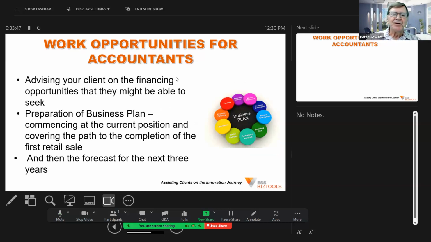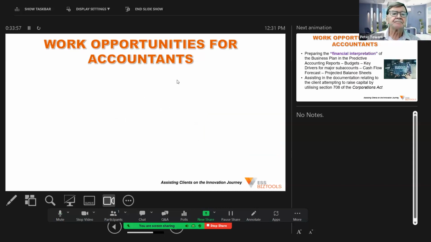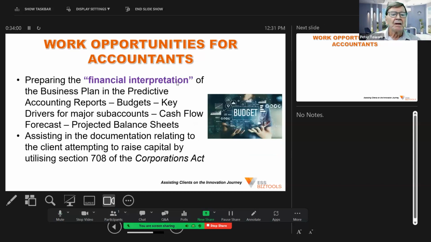So there's a few more things there that I didn't mention. Obviously, the preparation of the business plan. You can't raise capital unless you have a business plan, budgets and cash flows. And then, of course, we've got the financial interpretation of the business plan in the predictive accounting reports. Assisting in the documentation for clients trying to raise money under Section 708 of the Corporations Act. As I said before, even though there's no prospectus required, the investor will still want to see documentation.